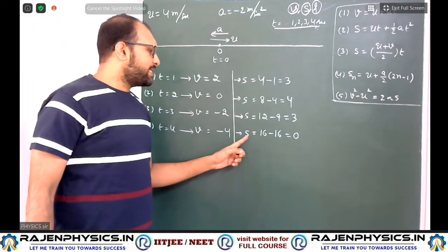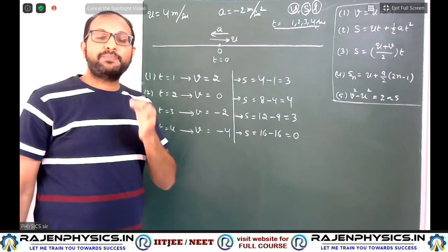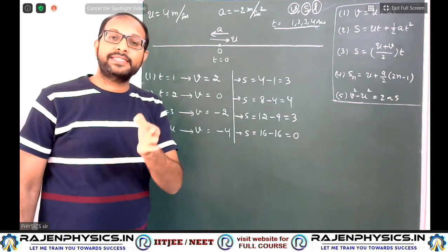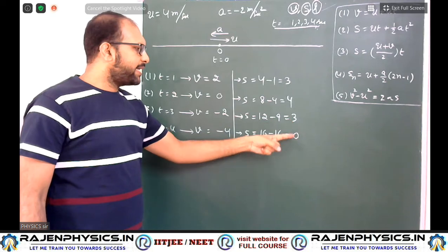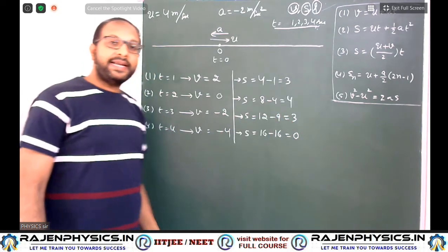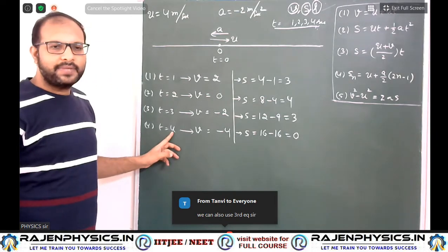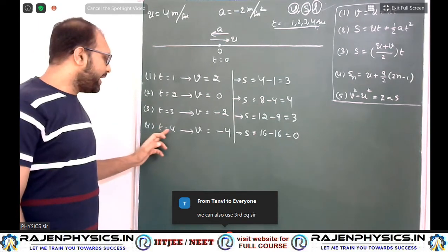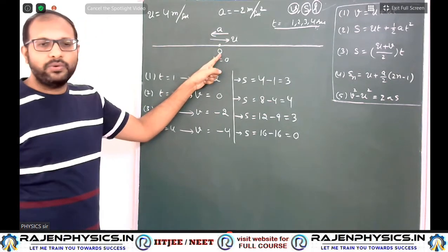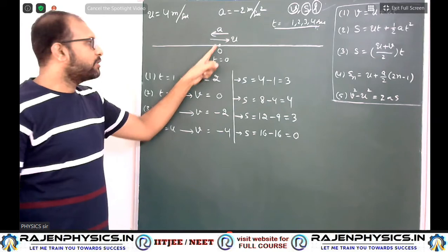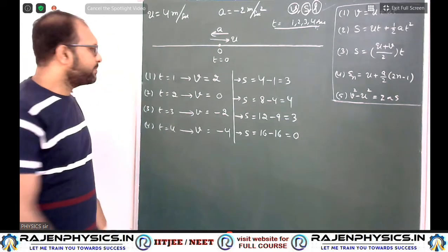Right. s equal to these are all displacements. Displacement is final position minus initial position. Plus 3, plus 4, plus 3 and 0. Indirectly, at t equal to the 4th second, again the body is at point number O. So now analysis is required, students.